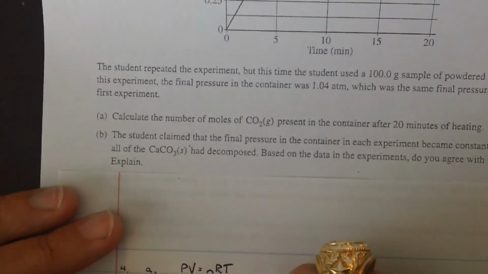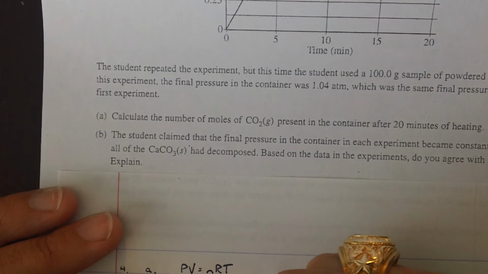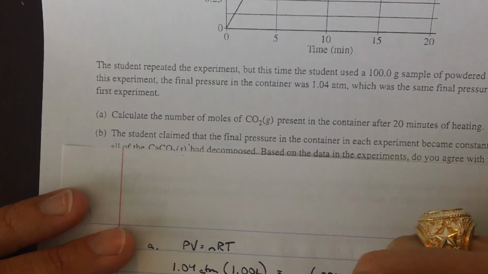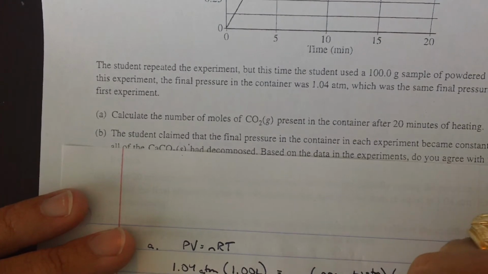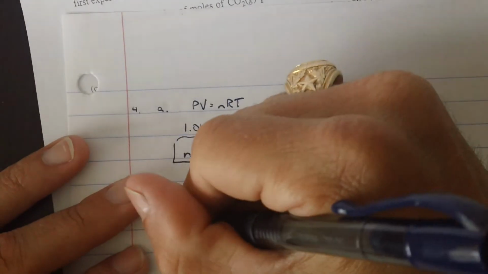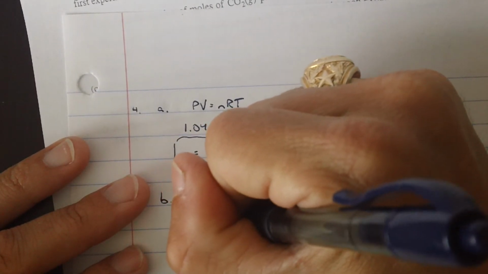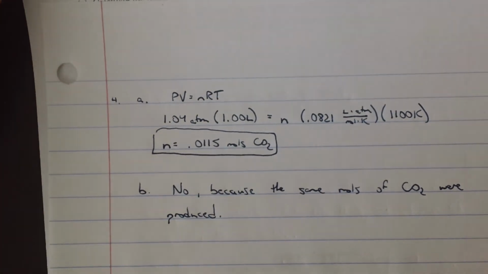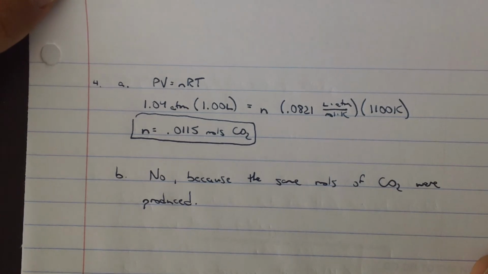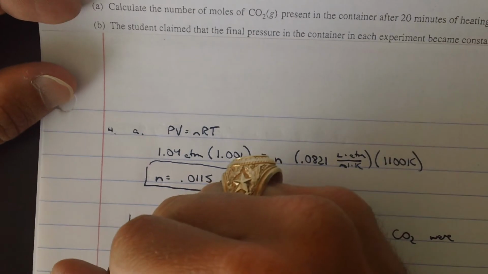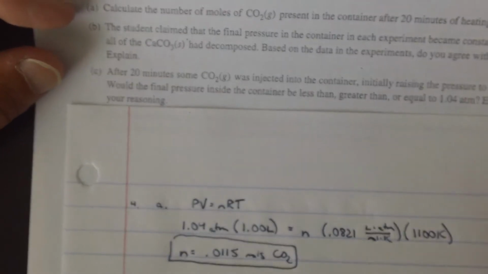The answer is no, because the same number of moles of CO2 were produced. If the pressure is the same, we've talked about this a ton, if the pressure is the same at the end of this, then that means the number of moles of carbon dioxide produced were the same as well, because the moles and the pressure are proportional to each other.